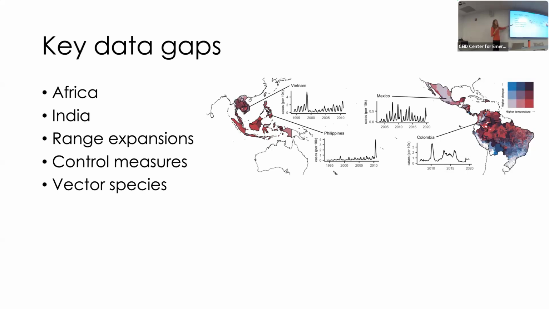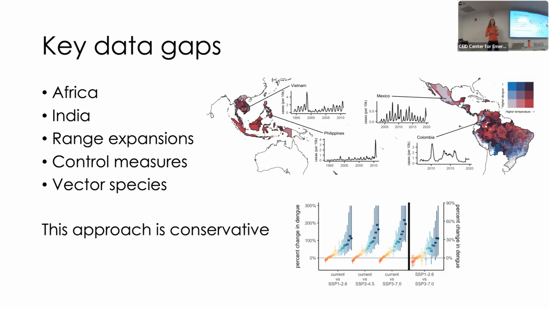expansions. We don't really have good systematic information on control measures, so some of that is absorbed in the fixed effects, not to get too technical about it, but it would be great if we had better information about what control measures are in place. And we're not really dividing this out by vector species right now. So we're just kind of assuming this is all one system.